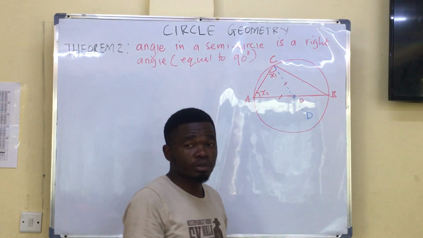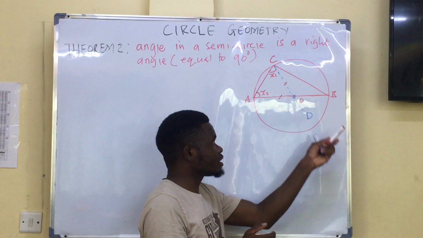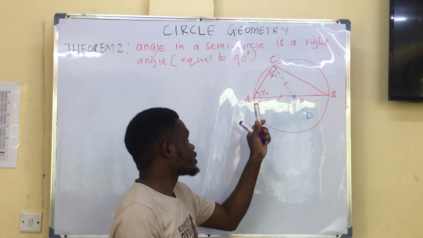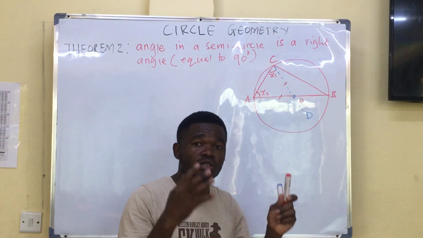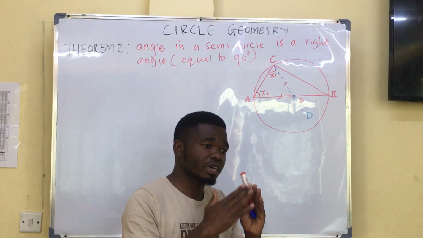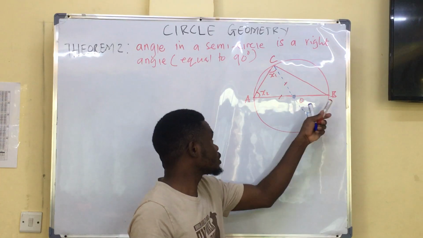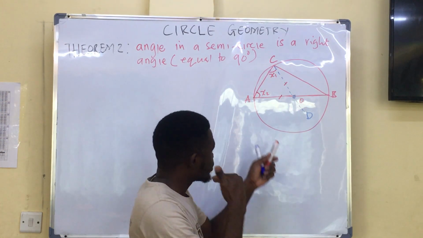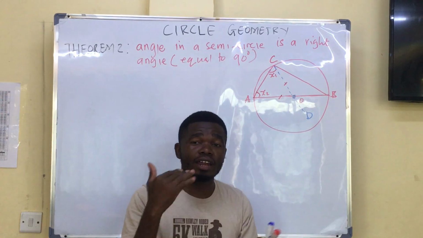OC is a radius as well. OB is a radius as well. Meaning that one property of the triangle is there, right? Triangle OCB is an isosceles triangle. Opposite sides of our triangle are equal. Why? OC is equal to OB, right? Meaning that triangle OCB is an isosceles triangle.